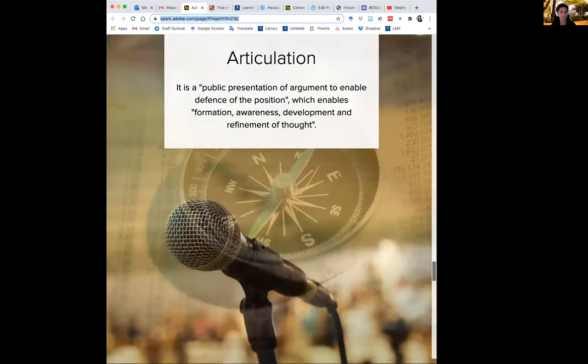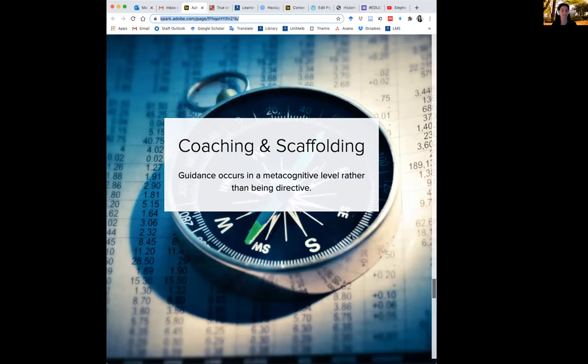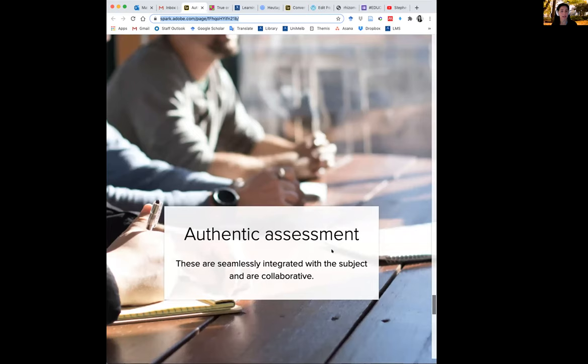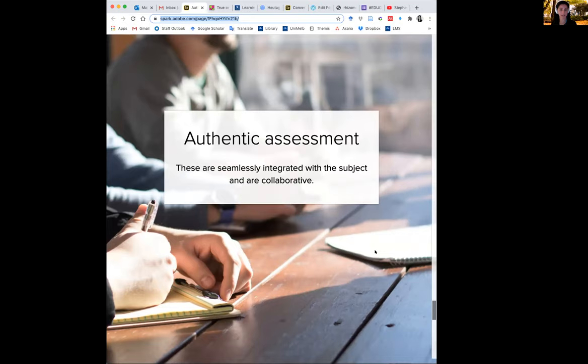Coaching and scaffolding, as the other ones, the teacher is there to provide guidance, but the guidance is on a metacognitive level, so rather than being directive. So you talk to them about what they're thinking, what they're doing, rather than telling them what to do next, necessarily. And authentic assessment. So these are seamlessly integrated with the subject and are collaborative.